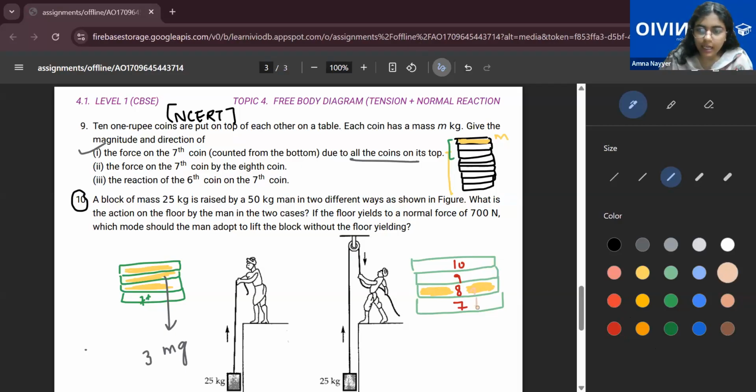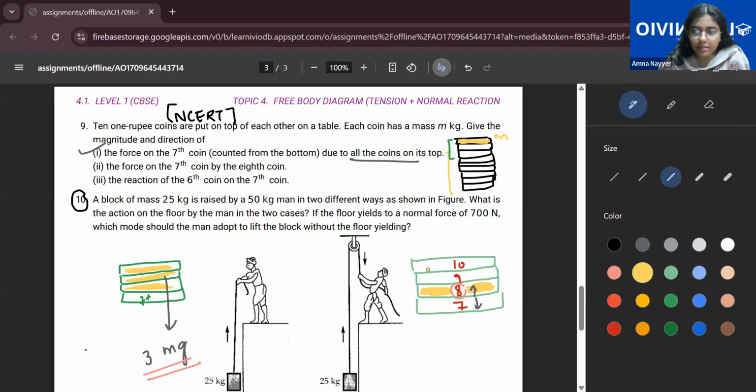Here, what will be the action will be the reaction. From this side, what will be the action will be the reaction. So you just need to find out what's the force exerted till the 8th one. That same force will be exerted on the 7th. See, totally, this 10th one is just exerting mg. What is the 9th one doing? The 9th one is exerting a force of 2 mg on it, right? So all the 3 will exert a force of 3 mg as we discussed.